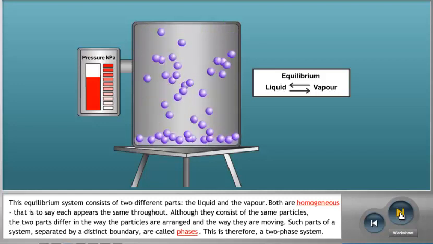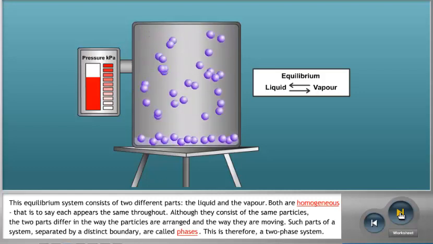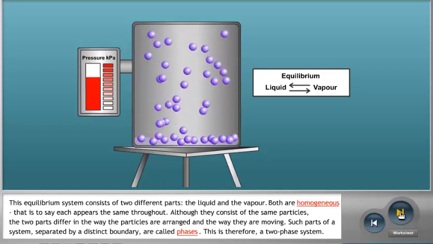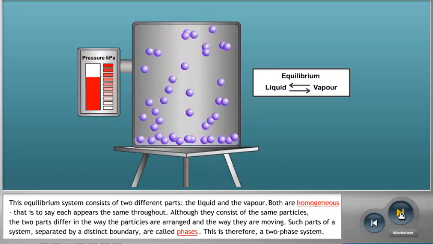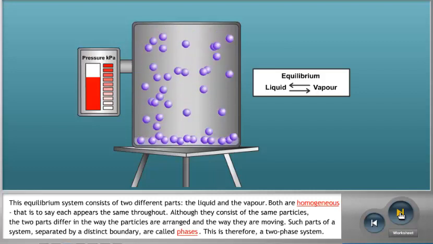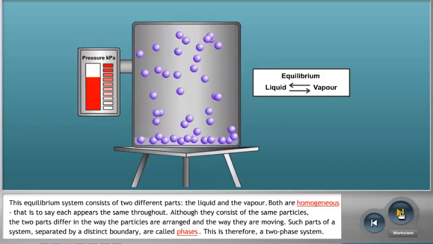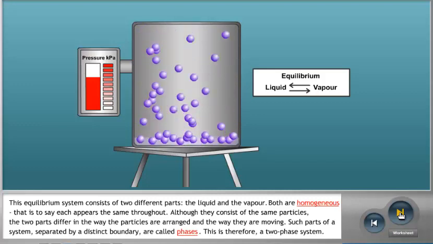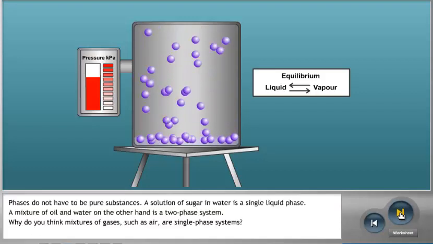Both are homogeneous. That is to say, each appears the same throughout. Although they consist of the same particles, the two parts differ in the way the particles are arranged and the way they are moving. Such parts of a system, separated by a distinct boundary, are called phases. This is therefore a two-phase system.